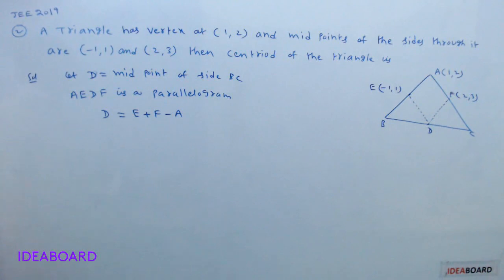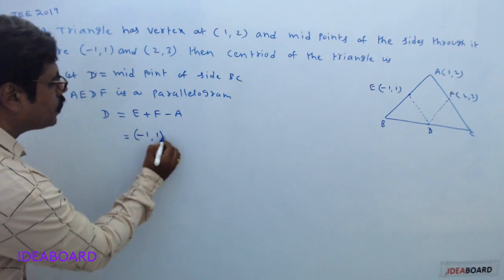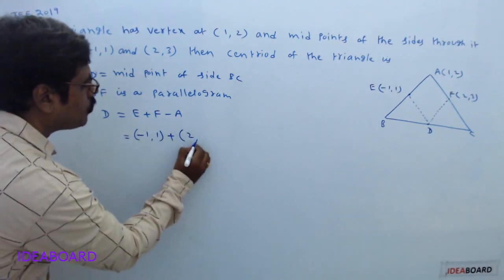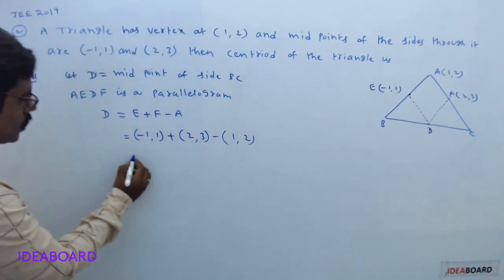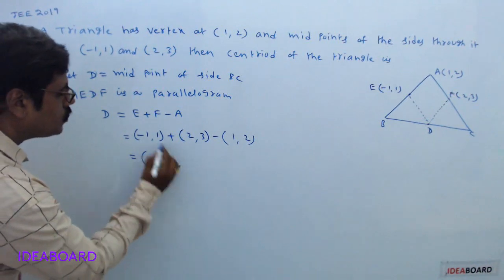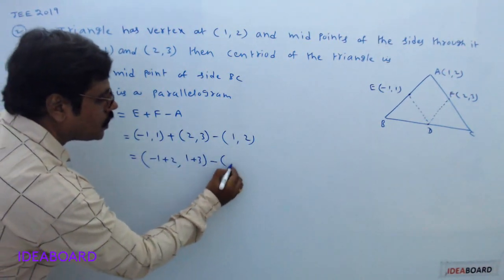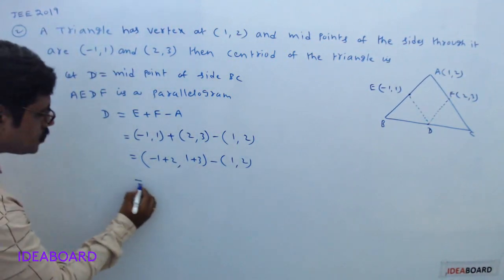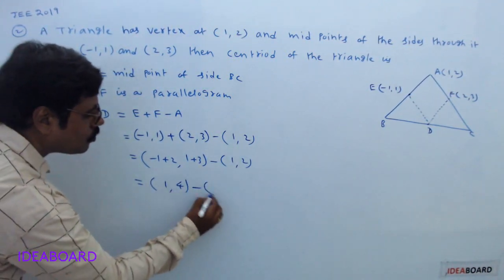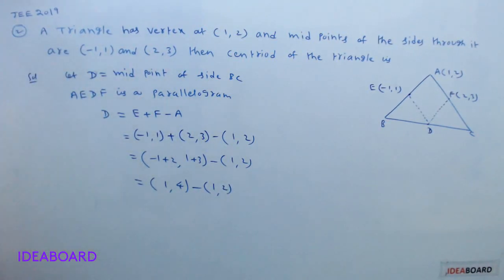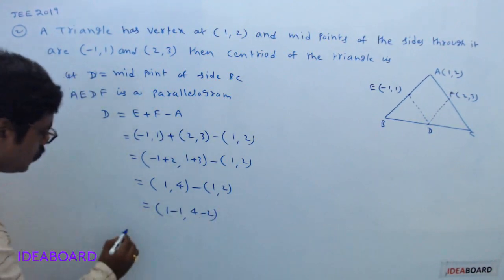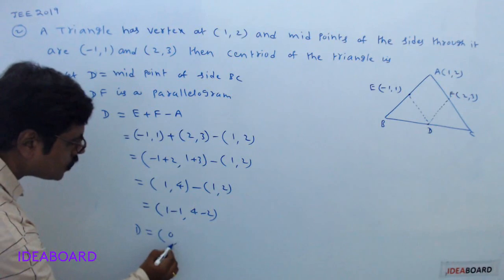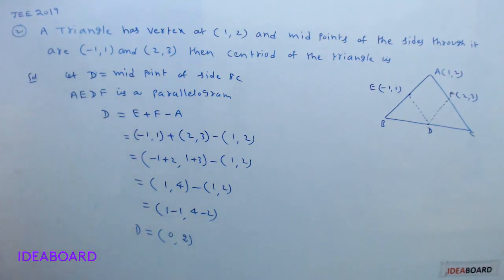Now substitute the corresponding coordinates. This is equal to E (-1, 1) plus F (2, 3) minus A (1, 2). Now this is (-1 + 2, 1 + 3) minus (1, 2). So this is (1, 4) minus (1, 2), so it is (1 - 1, 4 - 2). Therefore, the coordinates of D equal (0, 2).